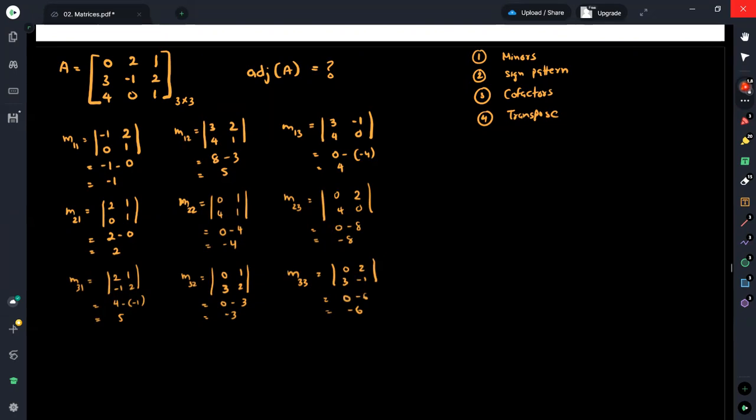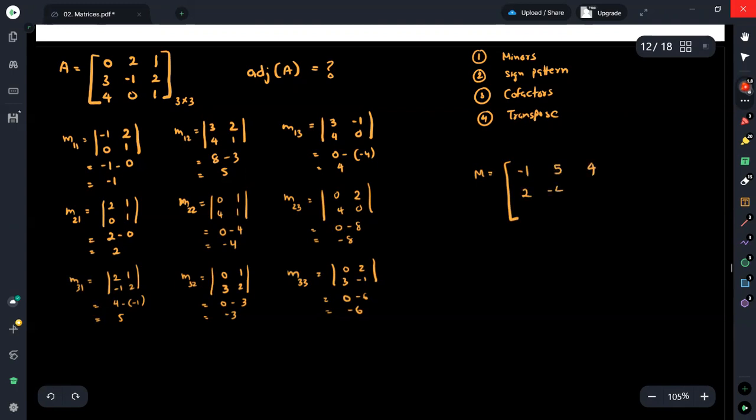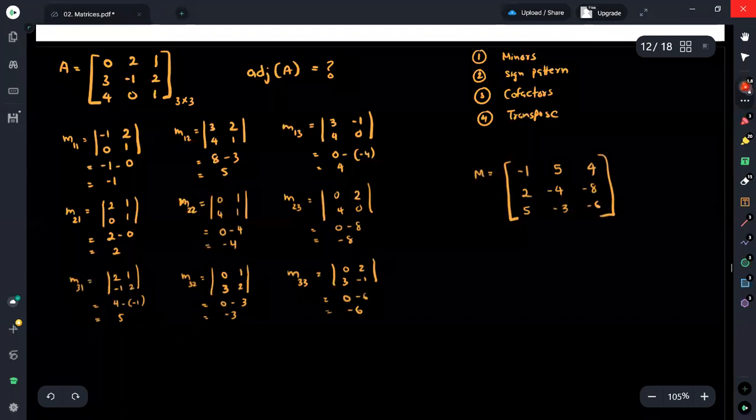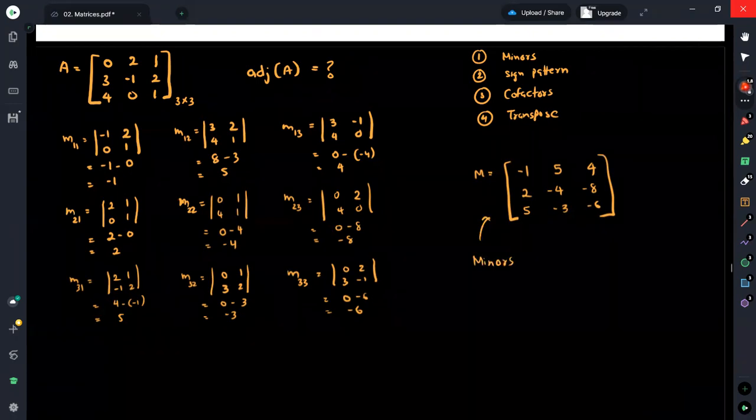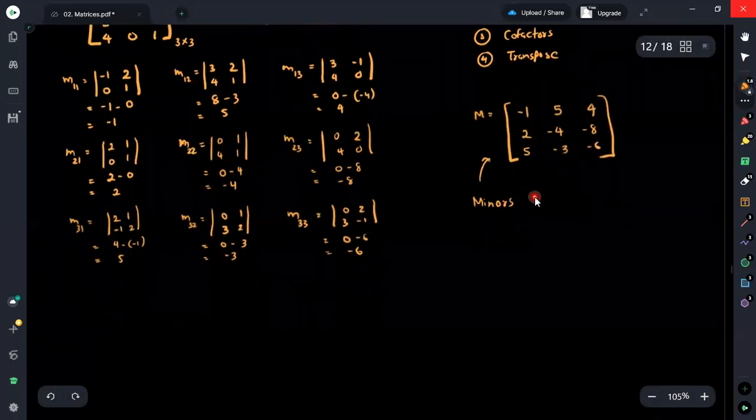When I'm writing down the minors, I'm not going to change their places. Starting from the minor for row 1, column 1, the matrix is minus 1, plus 5, 4, 2, minus 4, minus 8, 5, minus 3 and minus 6. This is the minors matrix that we have obtained. It is not necessary to write it down, but for the easiness of calculation, I have written it.